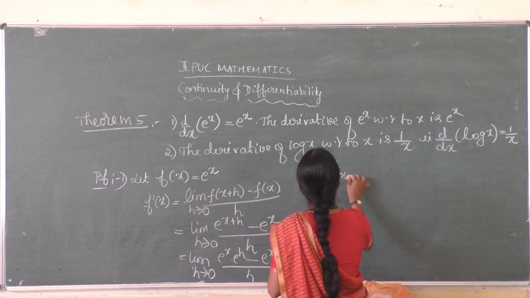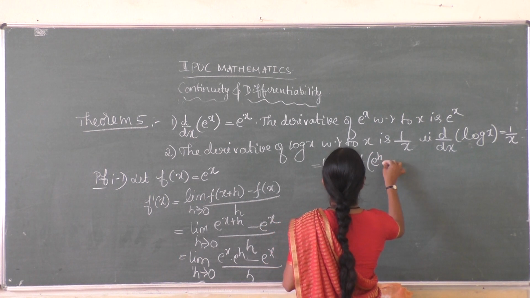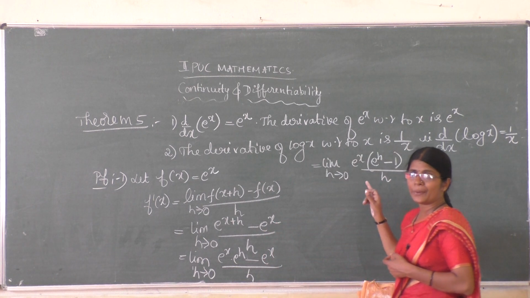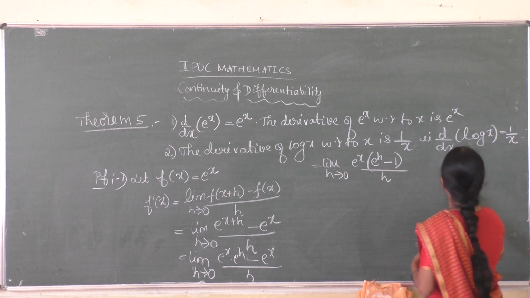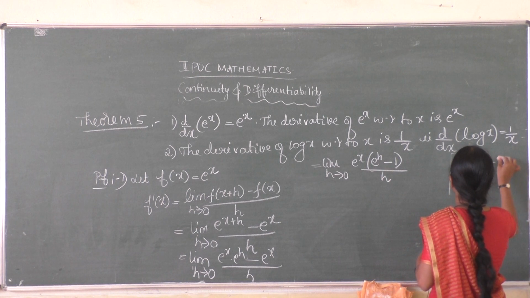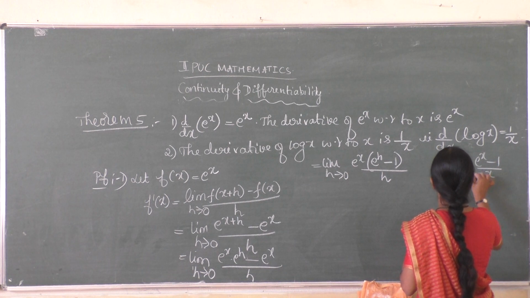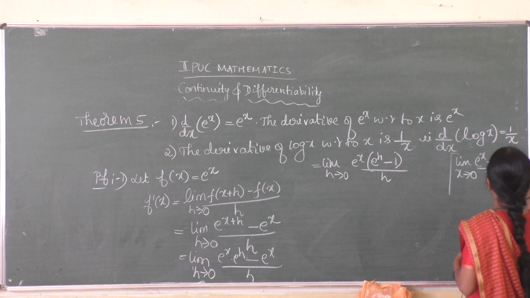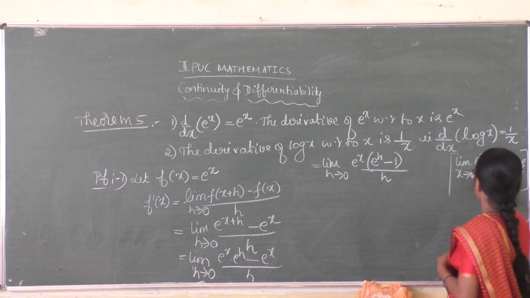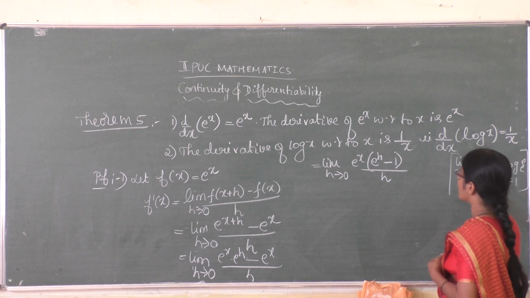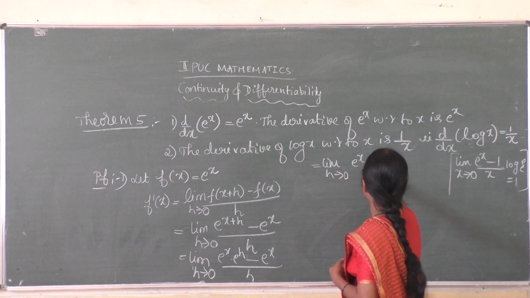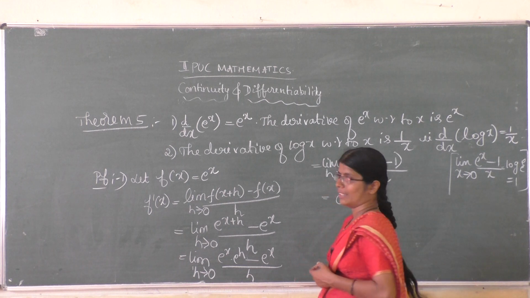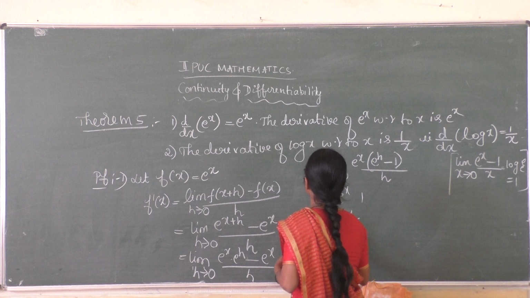Okay, e to the power x common, then you get (e to the power h minus 1) divided by h. So in first PUC you studied this limit, that is limit of (e to the power x minus 1) by x as x tends to 0, that is equal to log e to the base e equal to 1. Here limit of (e to the power h minus 1) by h as h tends to 0 is equal to 1. So you are getting e to the power x.